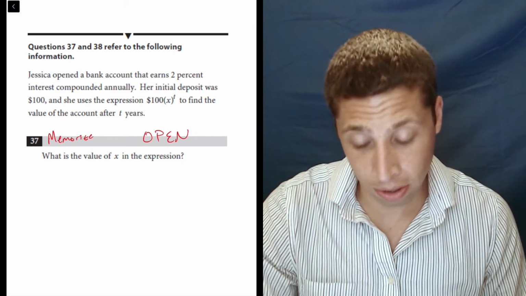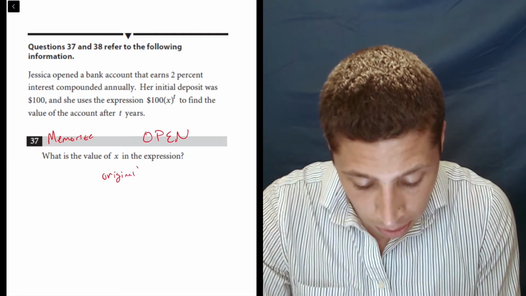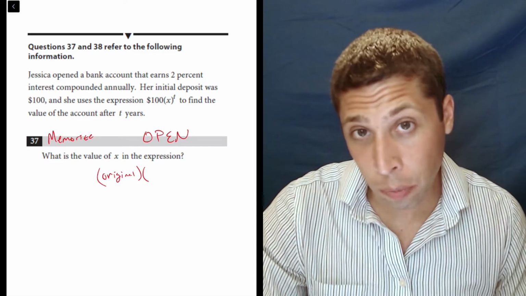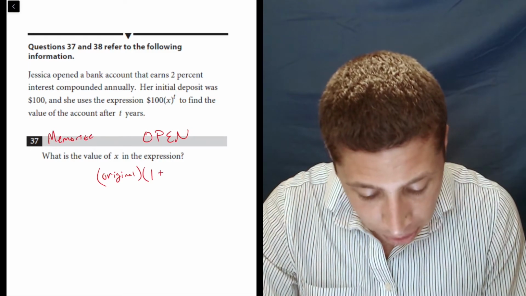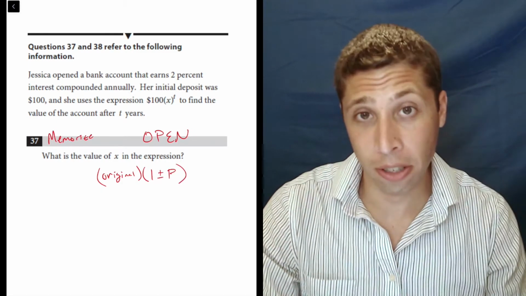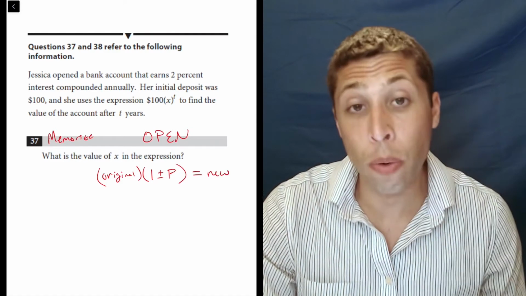So I'll cover again what these pieces mean. O stands for the original amount. P stands for the percentage, and especially when we have exponentials, we're going to be talking about the percentage in terms of plus or minus. So 1 plus or minus the percentage. E stands for equals, and N stands for the new amount.